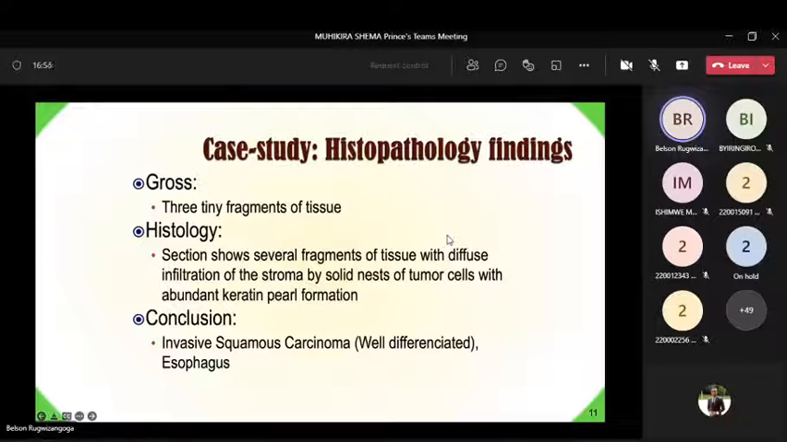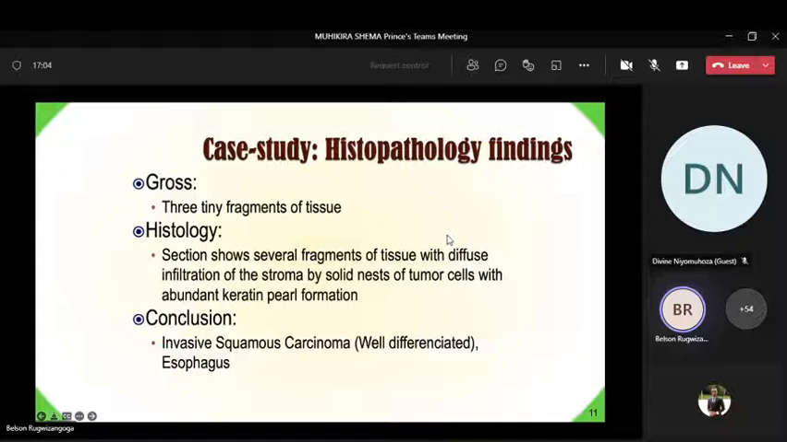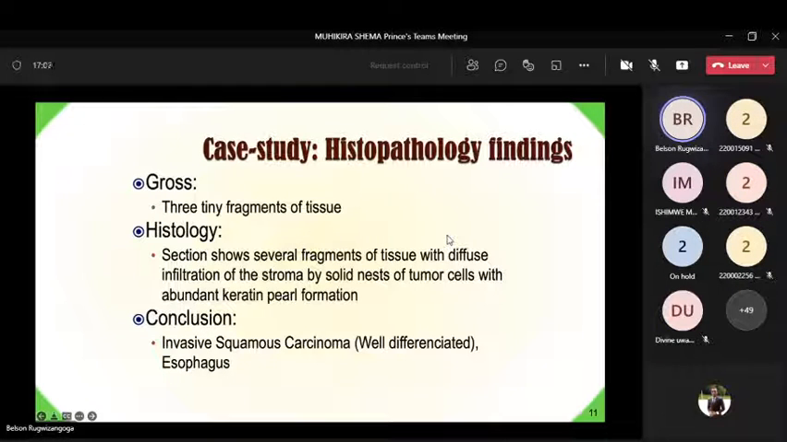So on histology, we found several fragments of tissue with diffuse infiltration of the stroma by solid nest of tumor cells with abundant keratin pearl formation. So when you say there are tumor cells which are making a solid nest, automatically, for us, it refers to a carcinoma. Especially when it is solid without glands, it means it is a squamous cell. When there are lumens or glands, it means it is adenocarcinoma. So this was solid, and then having a keratin, it is a confirmation of the squamous origin. So conclusion was invasive squamous cell carcinoma, well differentiated of the esophagus.